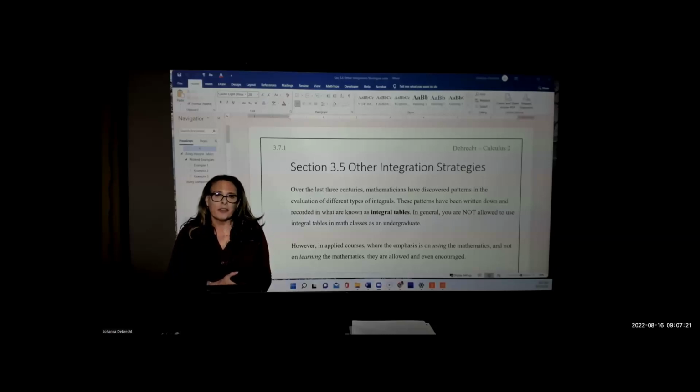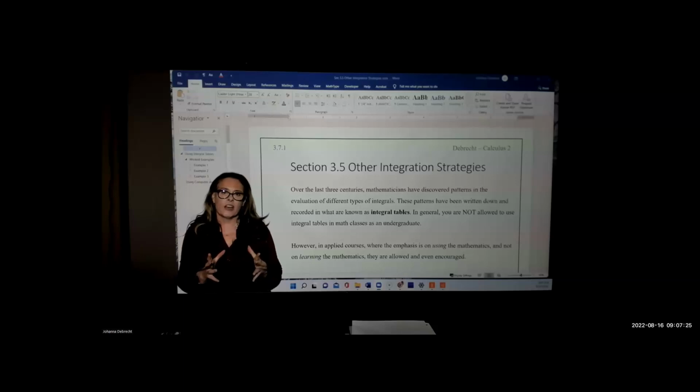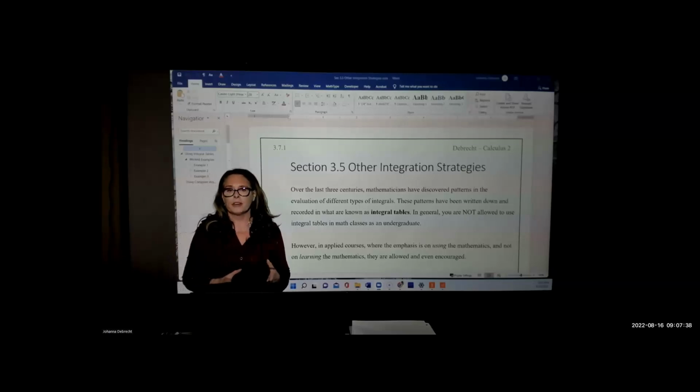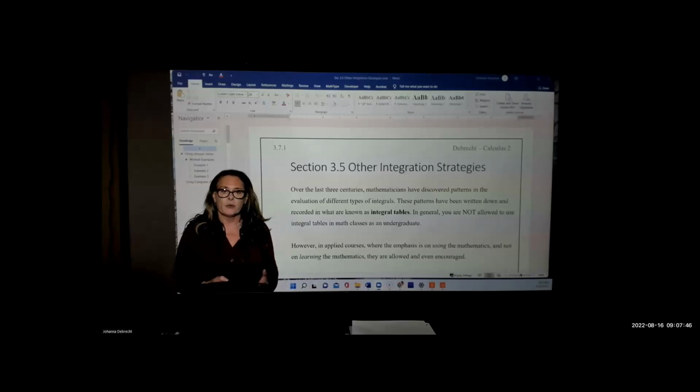Let's talk about other integration strategies. In this chapter, we've been focusing on different ways to integrate different types of integrands. So we've looked at integration by parts, we've looked at trig integrals, we've looked at trig substitution, and we've studied the method of partial fraction decomposition. Now, these are just 4 techniques among many, many techniques, but they're the primary 4.